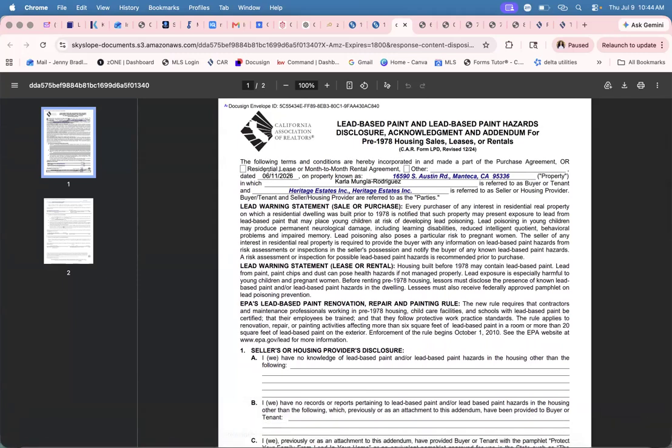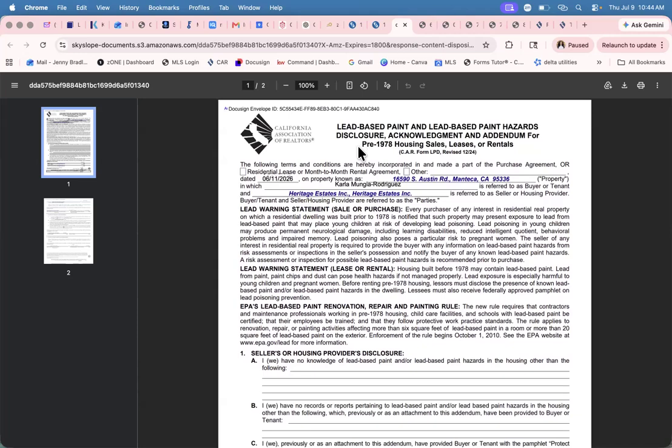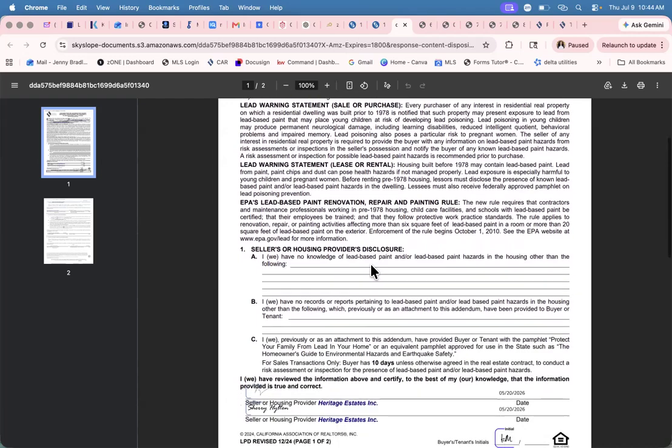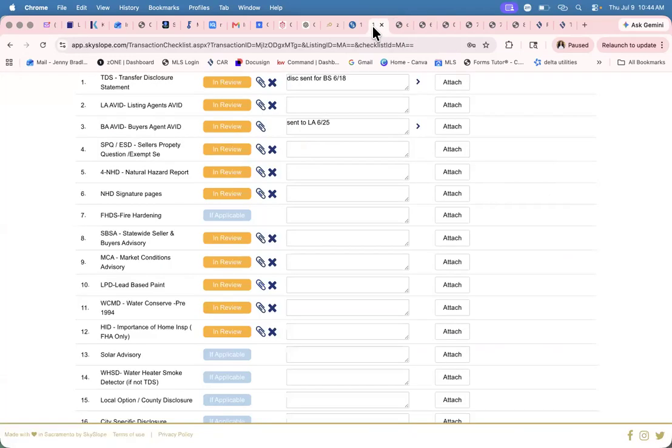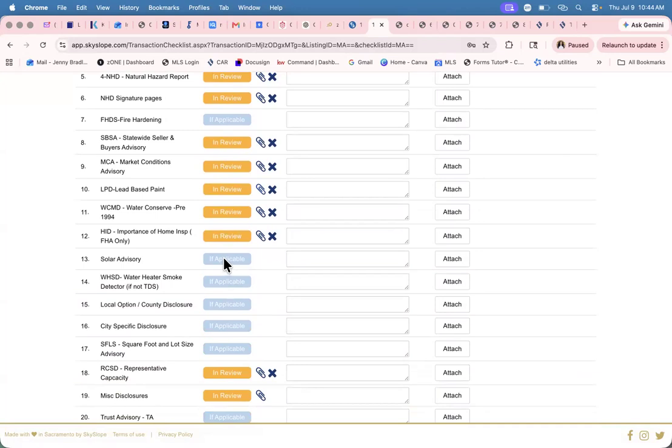Oh, can you guys see it? Darn it. Can you guys see it? Yeah, I can. Okay. It even tells you right here, pre-1978. So this is pretty important. And again, it'll tell you if it's needed or not. This is if applicable, solar advisory if applicable. So if it has solars, yes, you would need this. If it doesn't have solars, you don't need it.